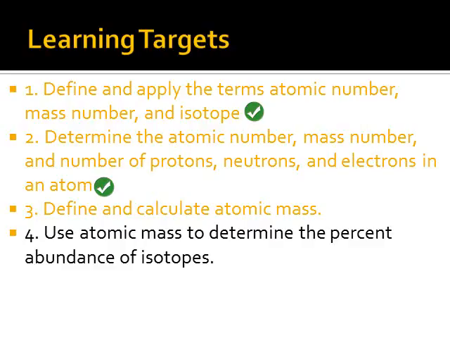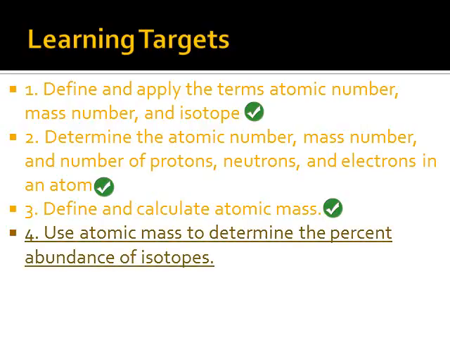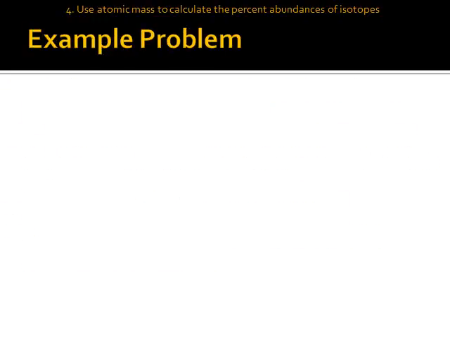Okay, so we have defined and calculated atomic mass. The other thing we need to be able to do with atomic mass is determine the percent abundance of isotopes. So essentially going the other way from calculating atomic mass. So here's what that would look like.